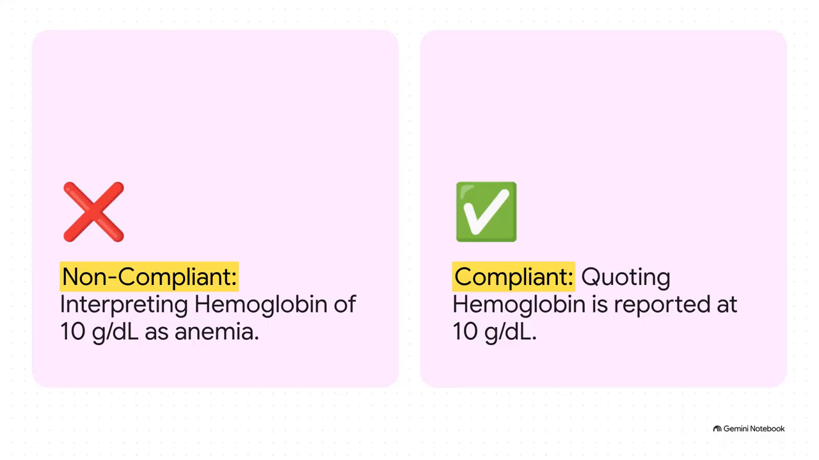Let's actually look at how this plays out in real life. If a patient's hemoglobin is 10 grams per deciliter, you just report the exact lab value. You directly quote, hemoglobin is reported at 10 grams per deciliter. What you never, ever do is cross that line into diagnosing by writing anemia as your indicator. Interpreting that lab value is the physician's job. We're just here to serve up the objective data.